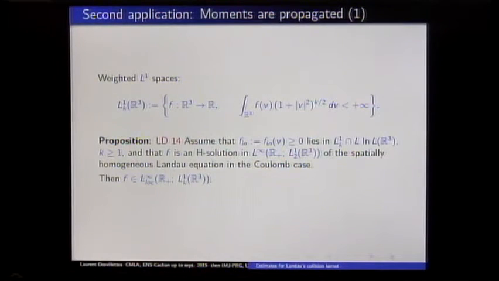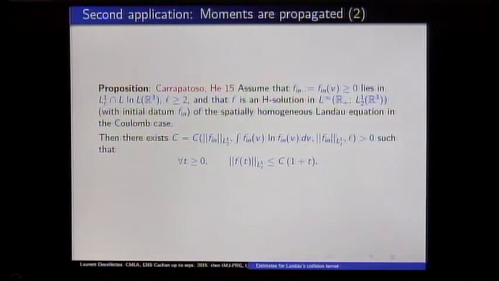So that is the first consequence. And as you can see, now we have, thanks to these estimates, it's really possible to prove that f is a standard weak solution. So we come back, in some sense, from H solution, we come back to the standard weak formulation of the equation, the distributional formulation of the equation, let's say. The second application is that, in fact, moments are propagated. So by moments, I mean quantities like this, that is polynomial moments for f. So once again, you take the spatially homogeneous Landau equation for the Coulomb interaction, and you take an H solution. If initially you know that the initial datum has k moments, this will remain true forever.